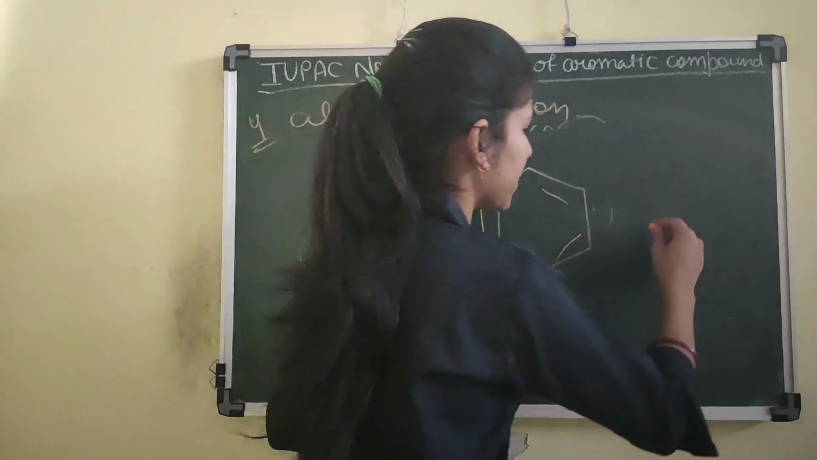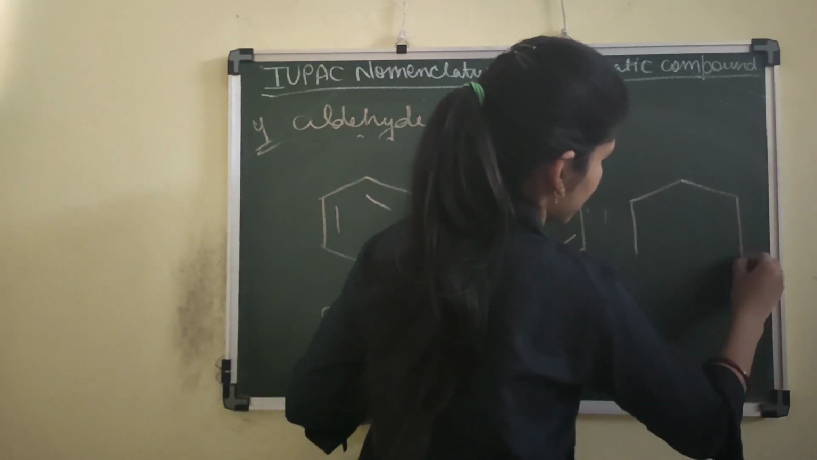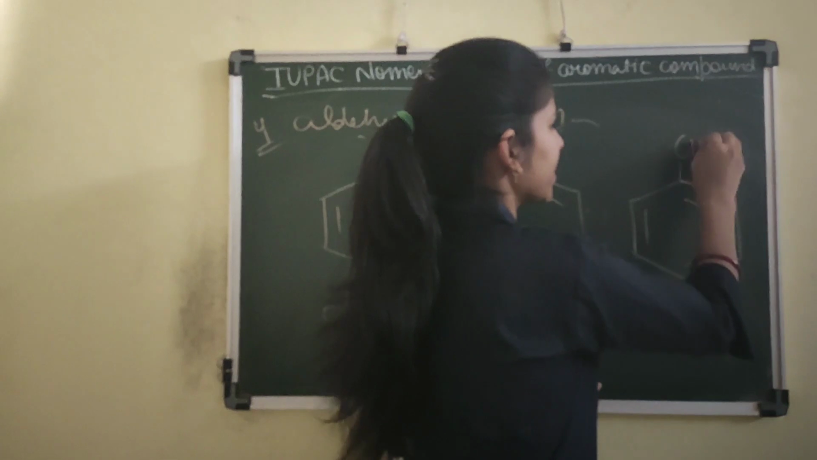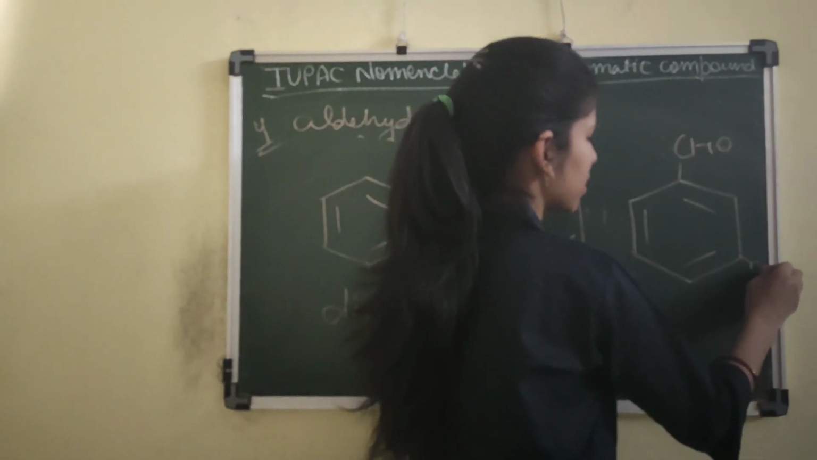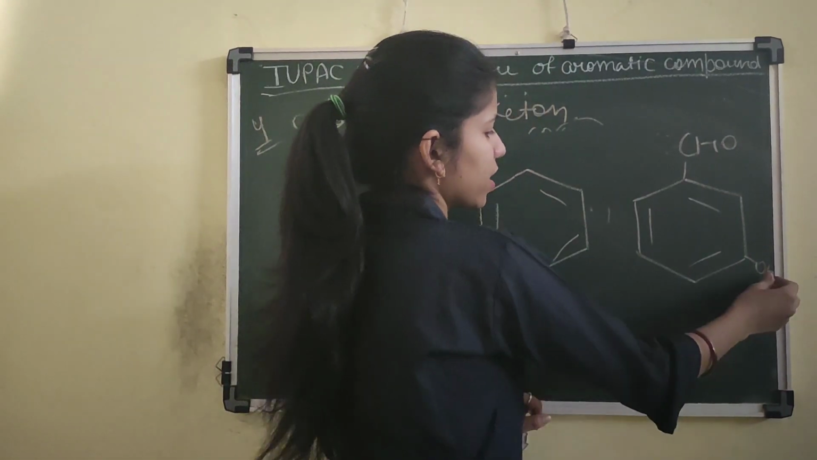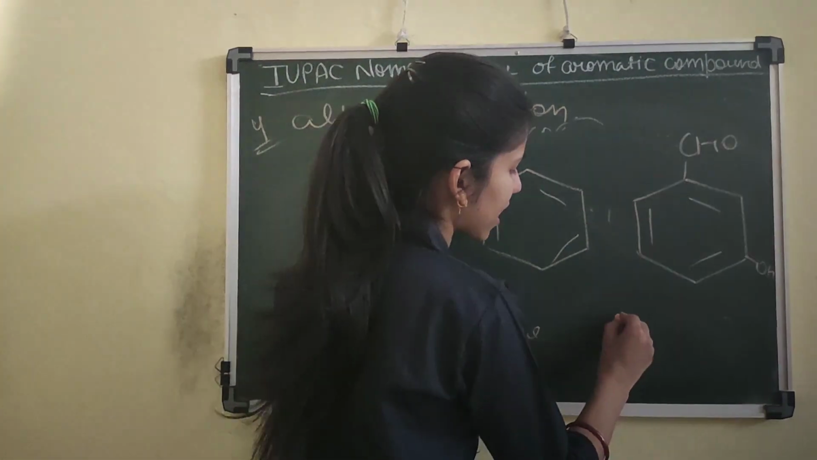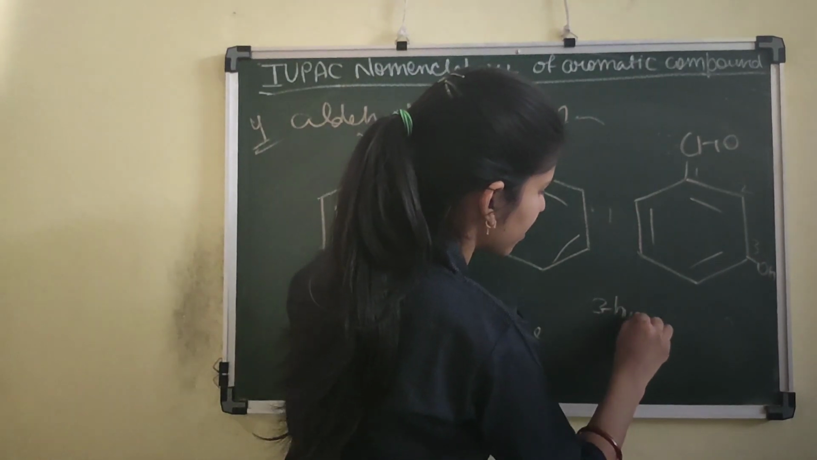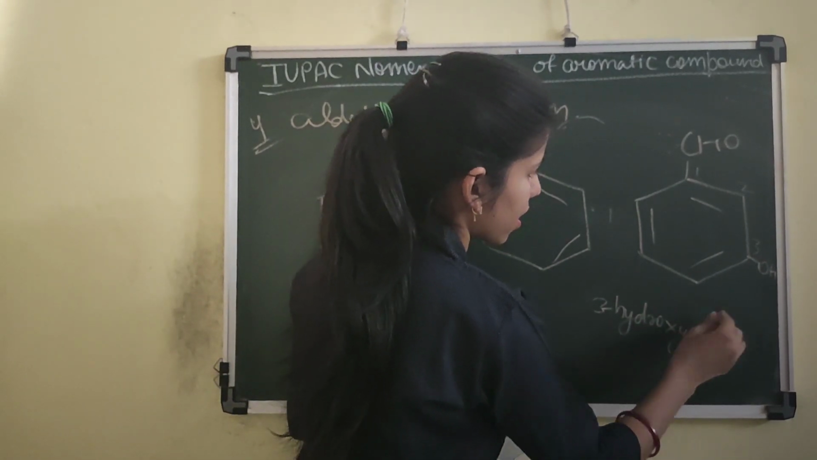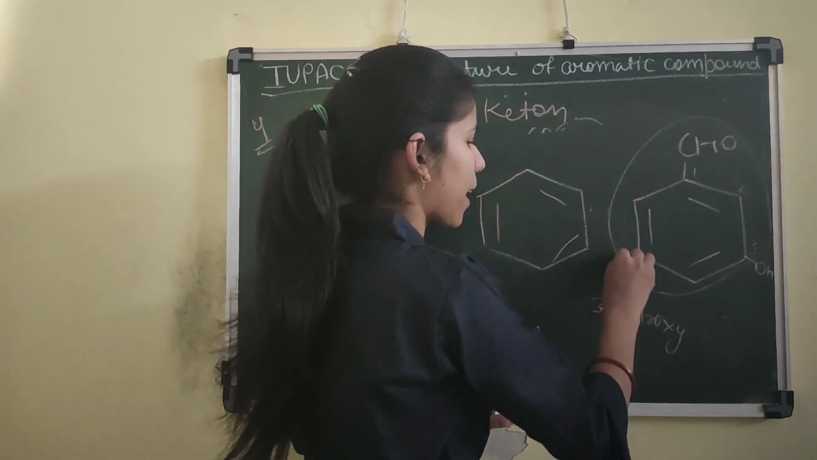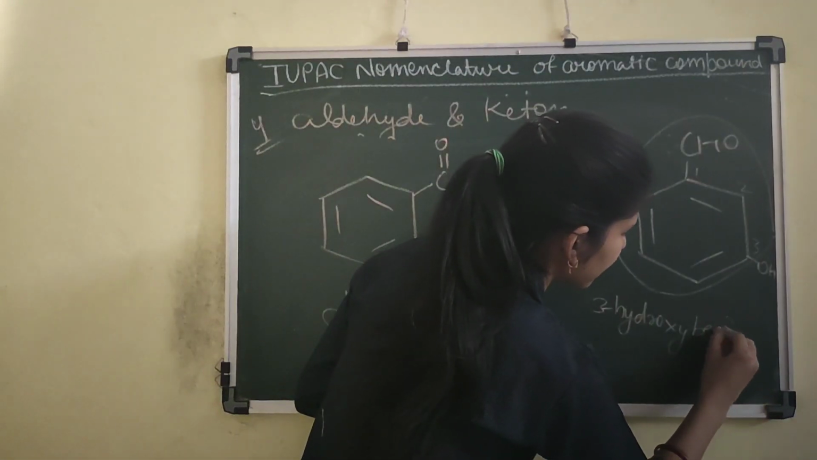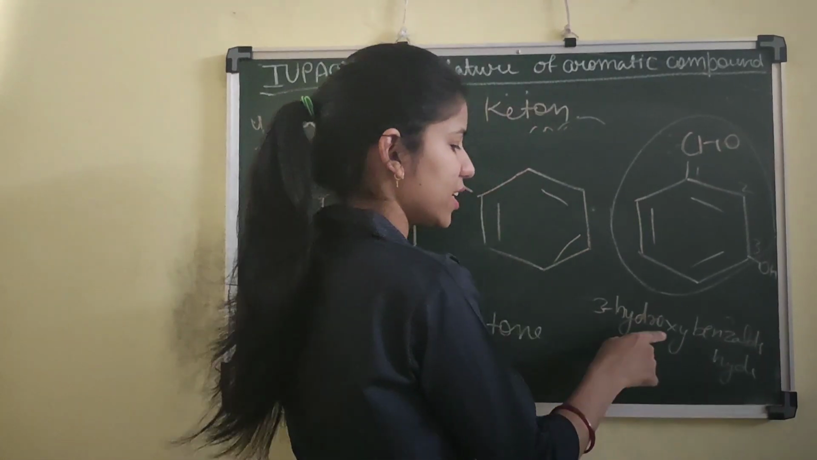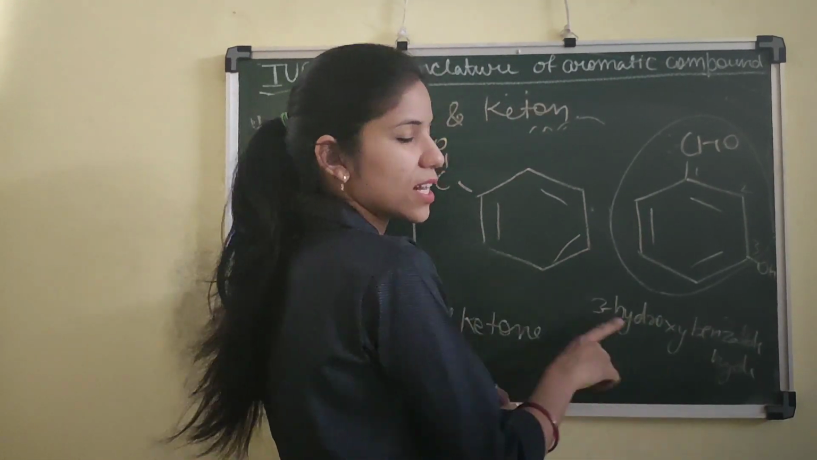And the next example is CHO. A hydroxy group is present, numbering 1, 2, 3, so 3-hydroxy, and this is benzaldehyde. So this is called 3-hydroxybenzaldehyde.